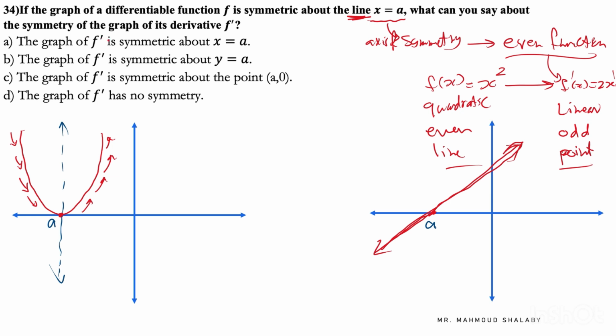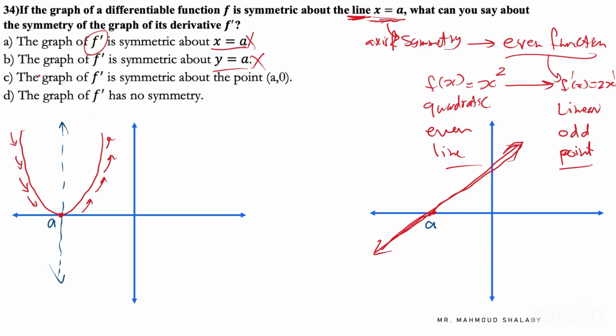The graph of f prime is symmetric about the line x equals a. We said f prime should be odd, now it will be an odd function, and it can't be symmetric about the line if it's an odd function. Again, f prime is symmetric about y equals a. Of course, I will not take a line anyway, whether it's x or y.